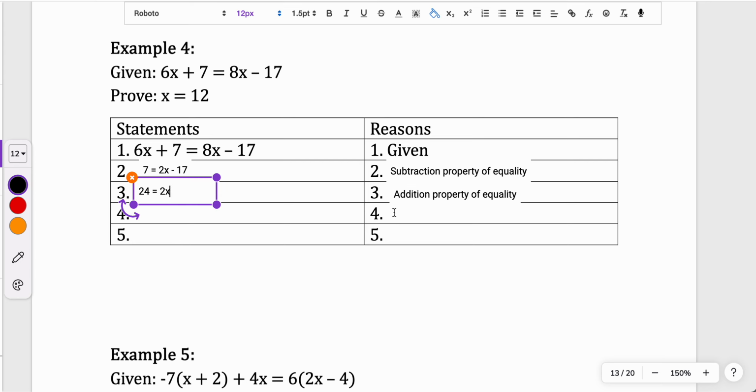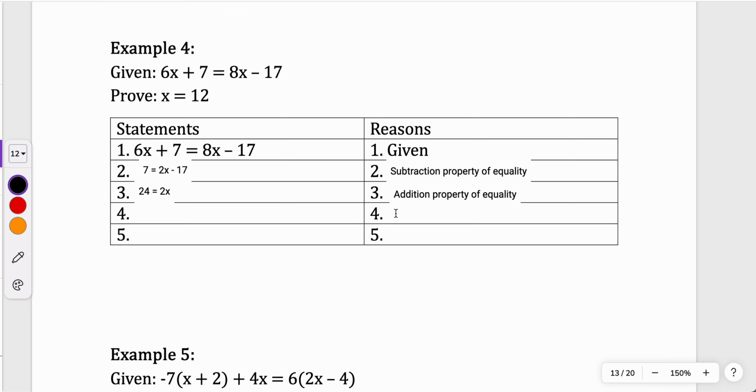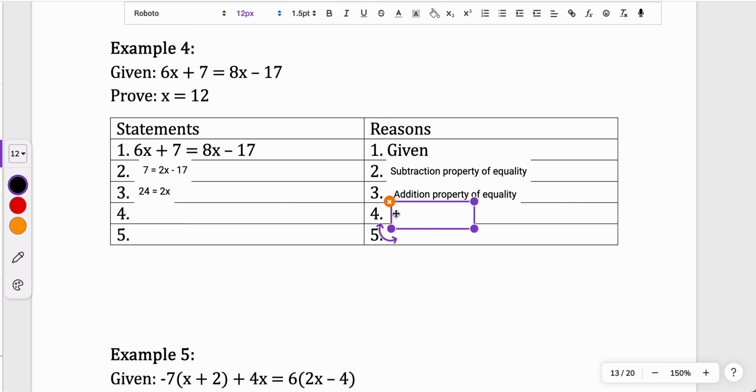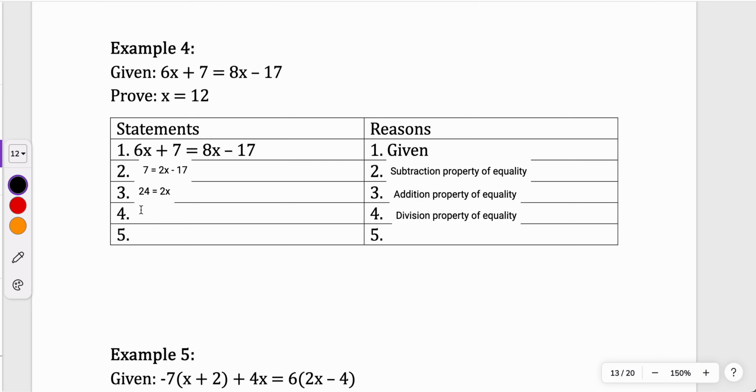Okay? And then finally, I can solve this actually in one more step. I will be able to solve it if I use the division property of equality, because I would divide 2 on both sides, so I would get x, or 12, is equal to, oopsies.